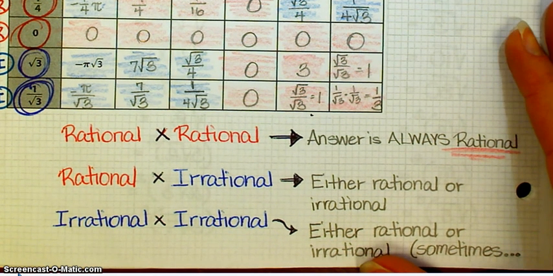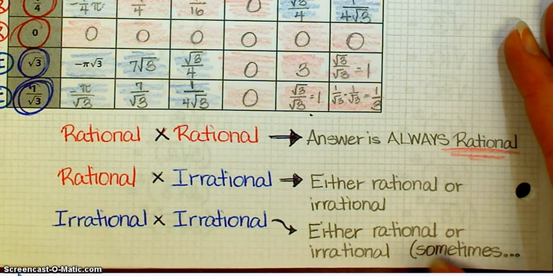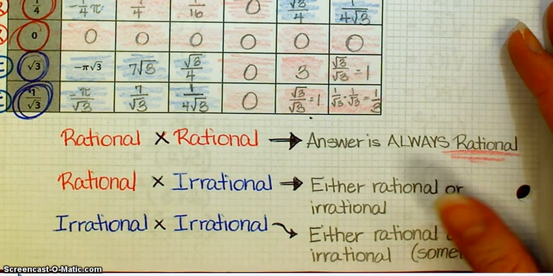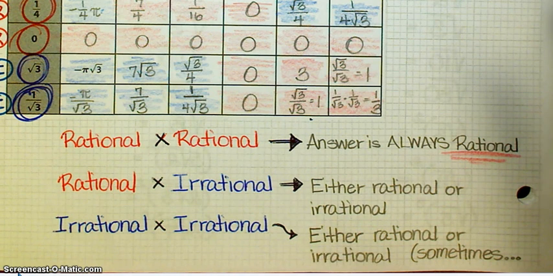So rational times irrational can be either. Irrational times irrational can be either also. Okay, so either rational or irrational. And remember, irrational numbers are numbers that you cannot represent by a ratio of 2 integers or a fraction, a over b, those 2 things being integers. Okay?